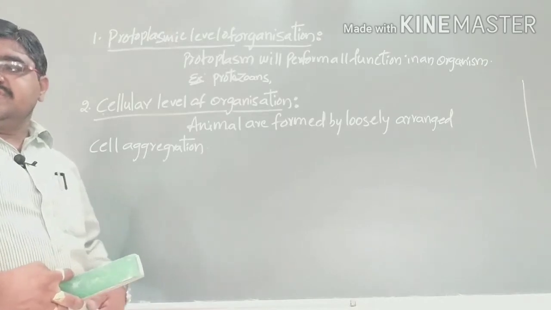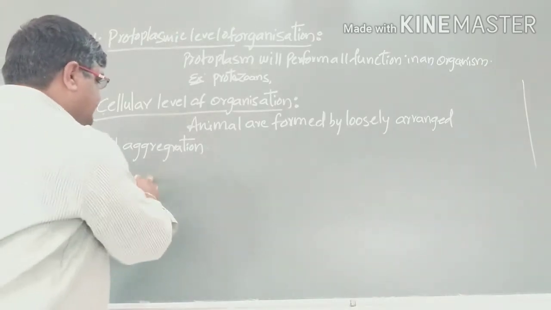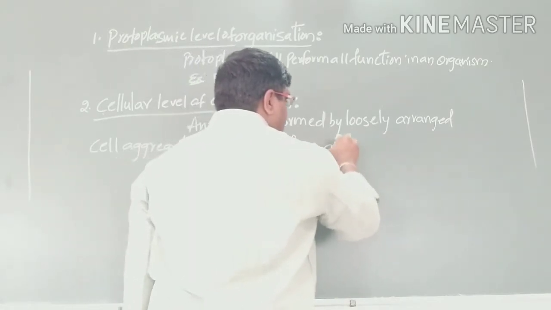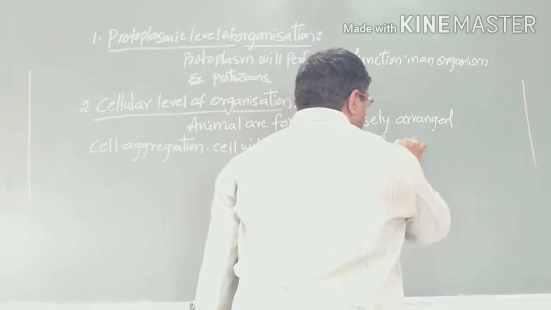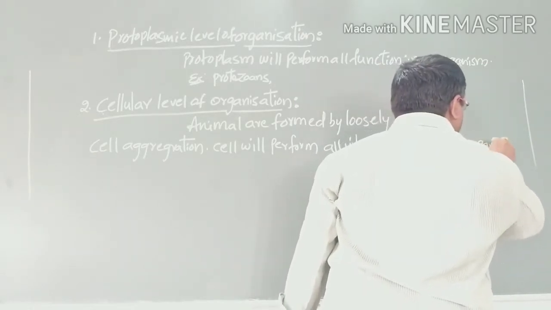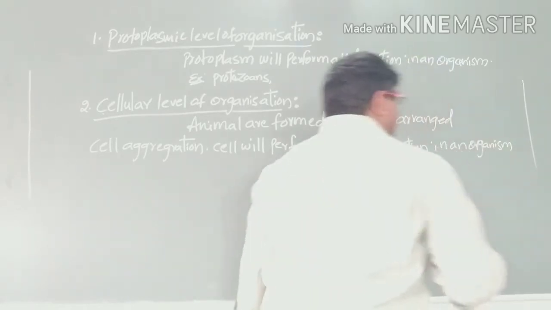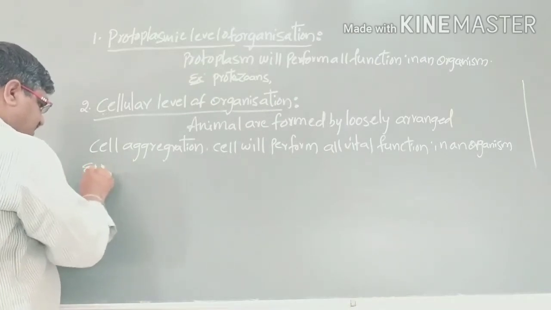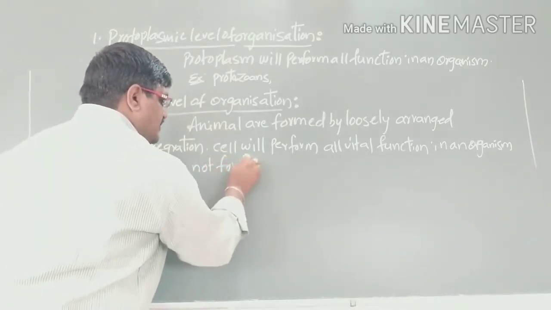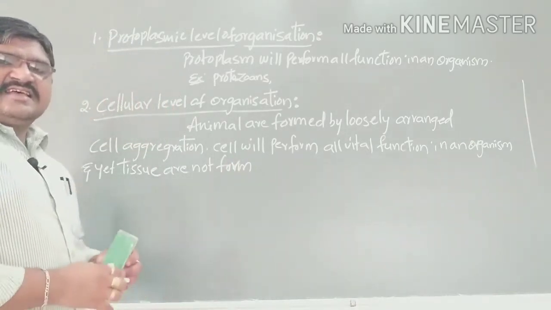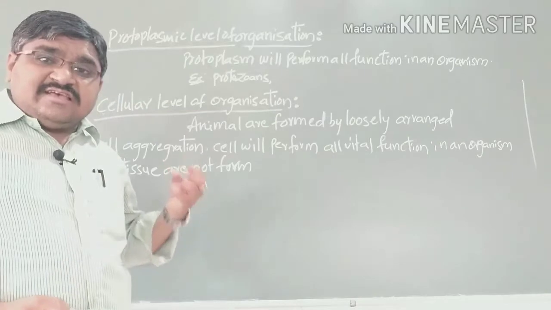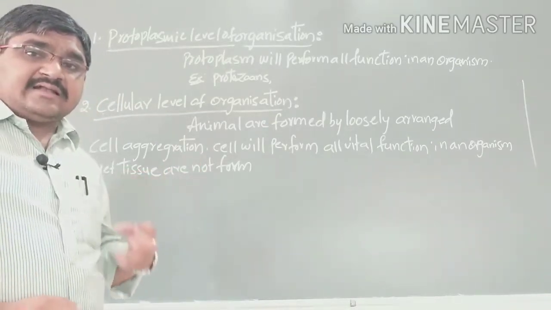but the cells show coordination. That means the cells perform all vital functions in an organism. And here tissues are not formed. So in such a grade, the cells are aggregated, but all the cells combined cannot form tissues; the cells which are present perform all the vital activities.